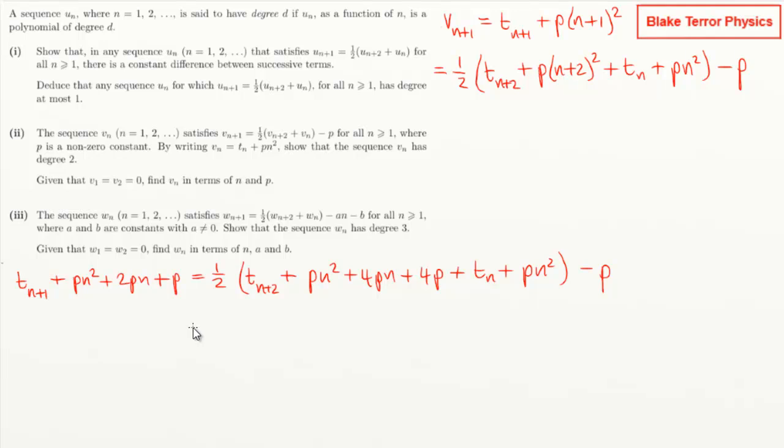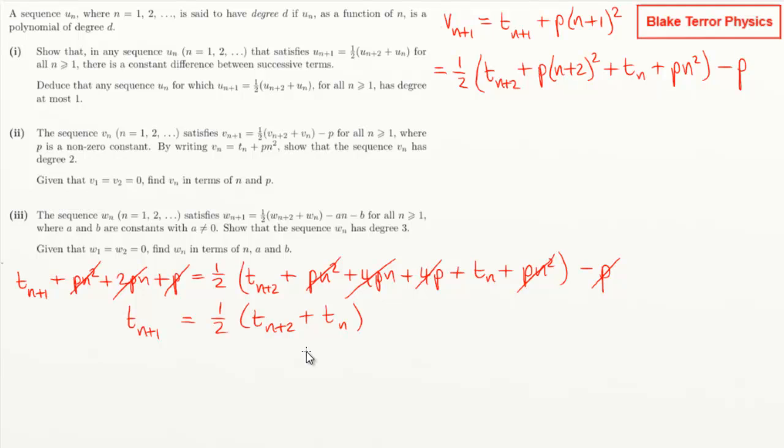So what have I got for Pn squared? I've got one of them on the left, and I've got half of two of them on the right. So they're all cancelling out, so that's good. They will go away. 2Pn and 2Pn. Oh wow, okay, this is really simplified. Then I've got a P on the left, and I've got a 2P minus a P on the right, so that's all disappearing as well. So I've got barely anything left here. So I've got Tn plus 1 is equal to a half of Tn plus 2 plus Tn. Okay, and that's what we've just been dealing with in the previous part of the question.